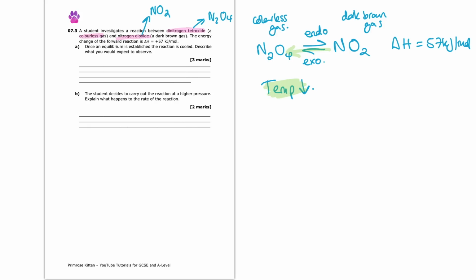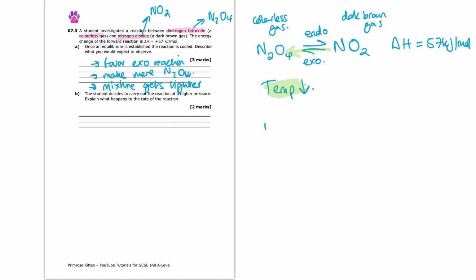So as a result, because we have this endothermic and exothermic reaction, we're going to see that this reaction is going to favour the exothermic reaction, and therefore we're going to make more N2O4, and as a result the mixture will get lighter in colour. You'll still have some of the NO2, so it's not necessarily just going to go colourless, but it will get lighter. So the student decides to carry out the reaction at a higher pressure.